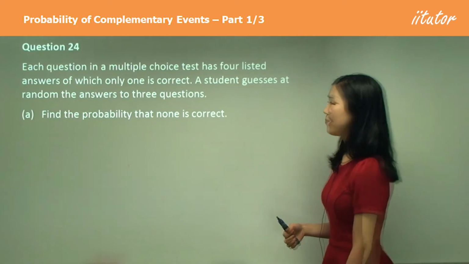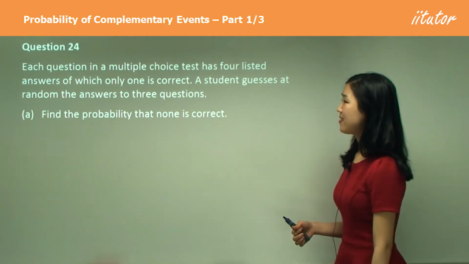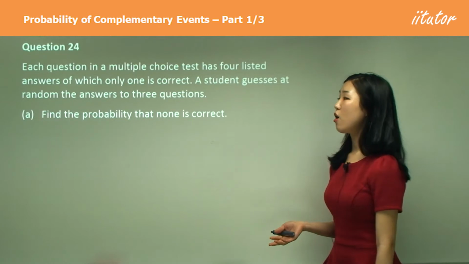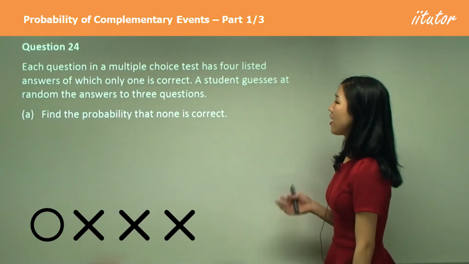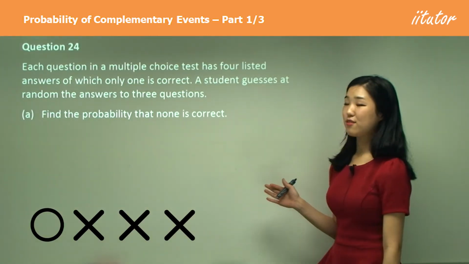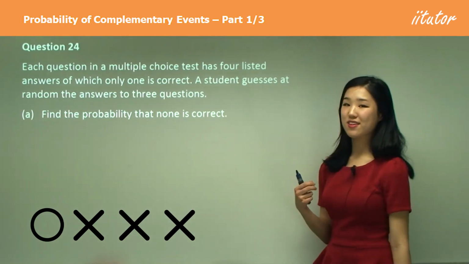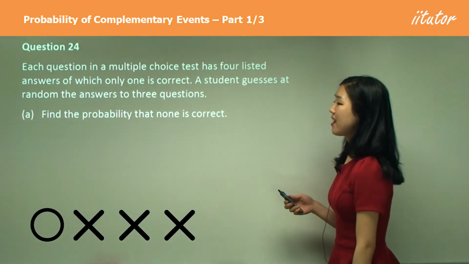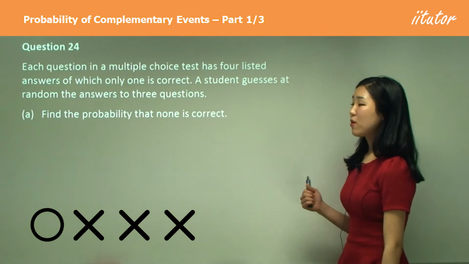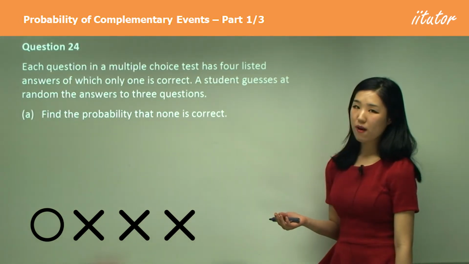Starting from 24, each question in a multiple choice test has 4 listed answers, of which only 1 is correct. A student guesses at random the answers to the 3 questions. So there's 3 questions he's going to be answering, and he guesses them. In part A, we want to find the probability that none of them is correct.